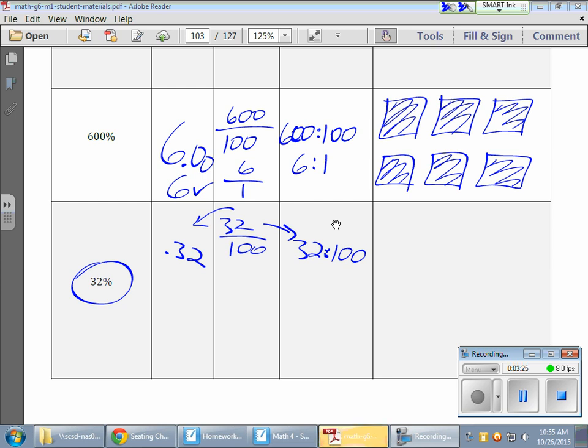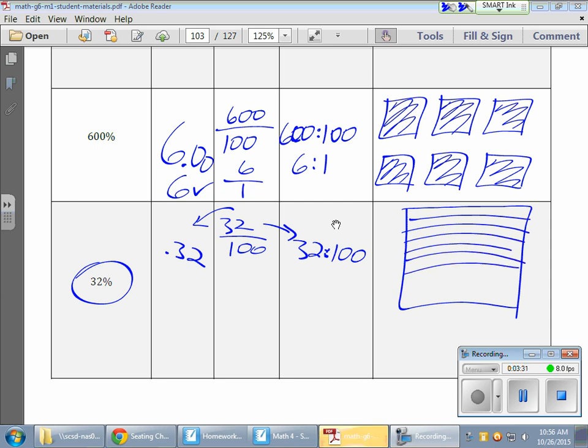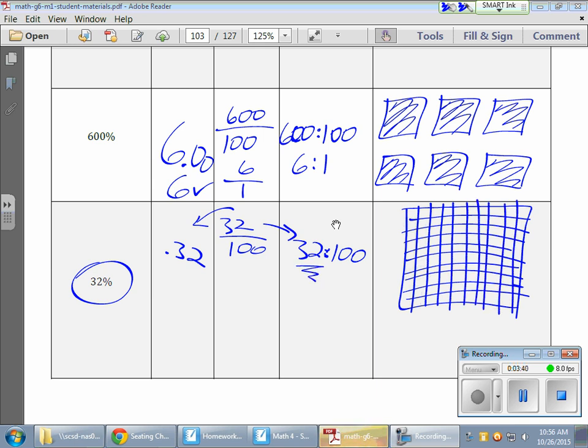And then for the diagram, I'm going to have 10 and 10 more, and so on, and I need 32 out of 100 to be shaded in. So if I change colors, I'm going to have all of this here. That's 10. That's 20%. This is 30%. And one and two more.